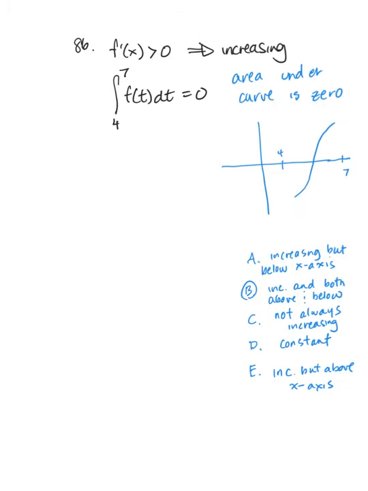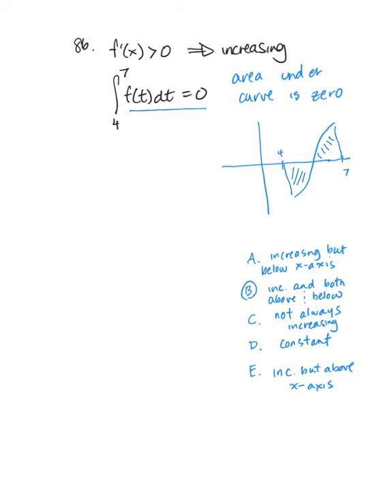In multiple choice question 86, we're given that f prime of x is greater than 0, which means we have an always increasing function. And we're also given that the integration from 4 to 7 of f of t dt is equal to 0. That means the area underneath the curve is 0. So we have some sort of picture where the area underneath the x-axis plus the area above the x-axis, those are going to cancel each other out and get a total area of 0.